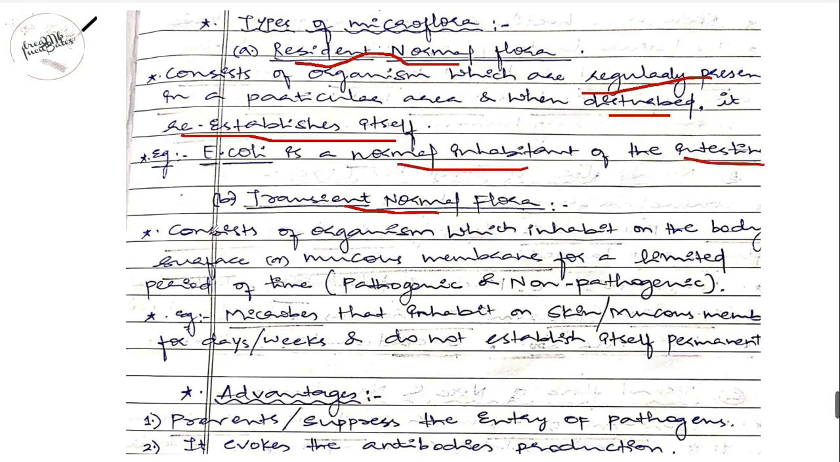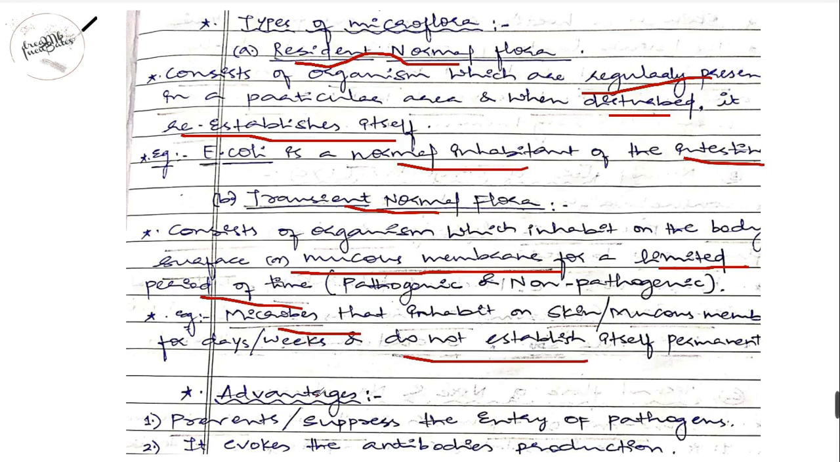Transient flora consists of organisms which inhabit the surface of the body or mucous membrane for a limited time period. They can be either pathogenic or non-pathogenic. Microbes that inhabit the skin for several days or weeks do not establish themselves permanently. These are examples of transient microflora.